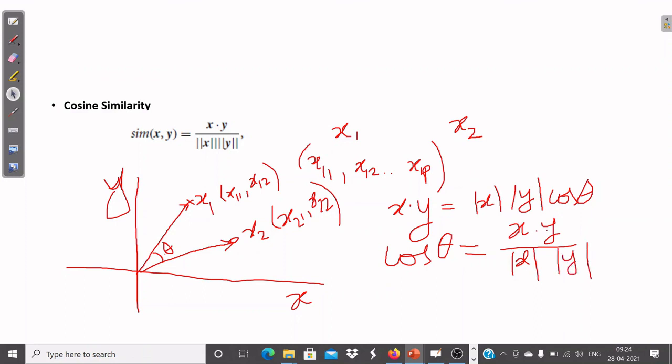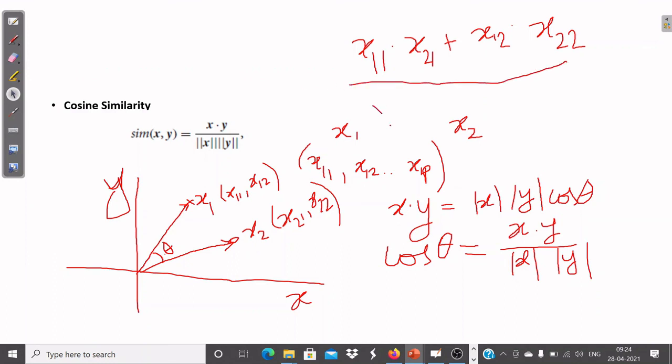Now, how do you calculate x dot y? The dot product can be calculated as x11 into x21 plus x12 into x22. This is how you calculate the dot product, divided by the absolute value of x into the absolute value of y.